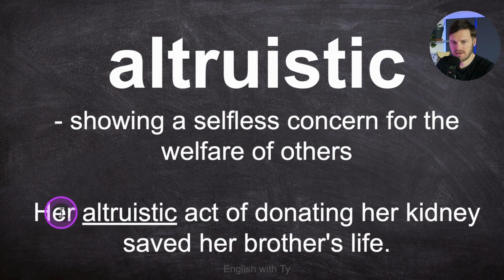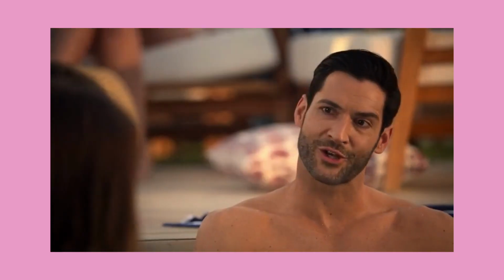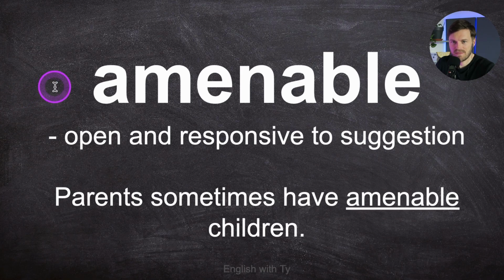So this person did a very selfless act and donated her kidney, which was very altruistic of her. It was very selfless, and she cared about the welfare of her brother's life in this case. So that's very selfless. And here's another phrase for you with the adjective altruistic. How altruistic of you. The next word I want to discuss is amenable. A-M-E-N-A-B-L-E. Amenable.